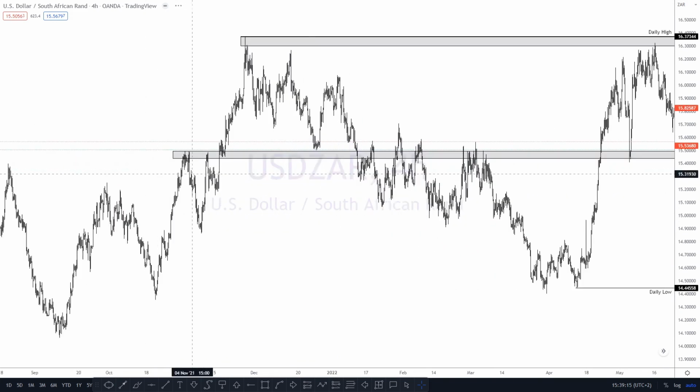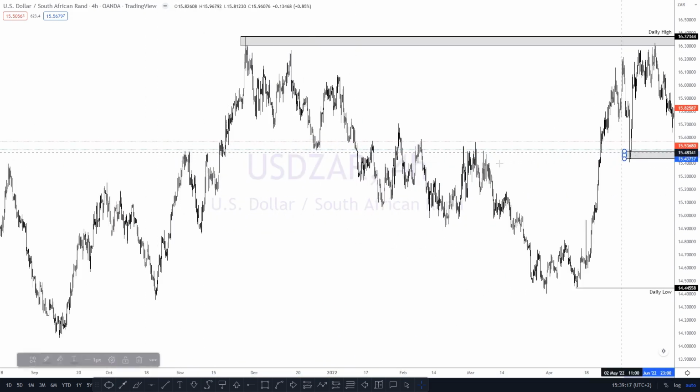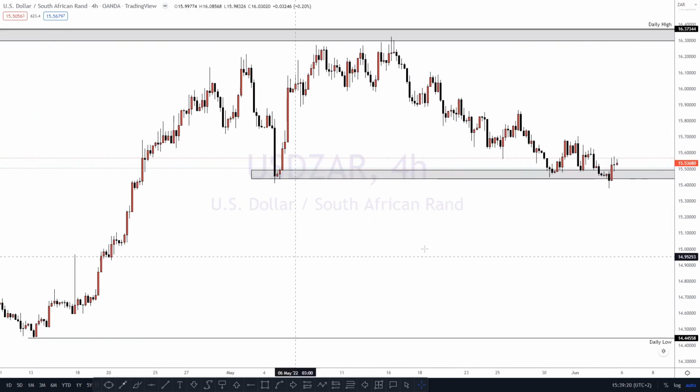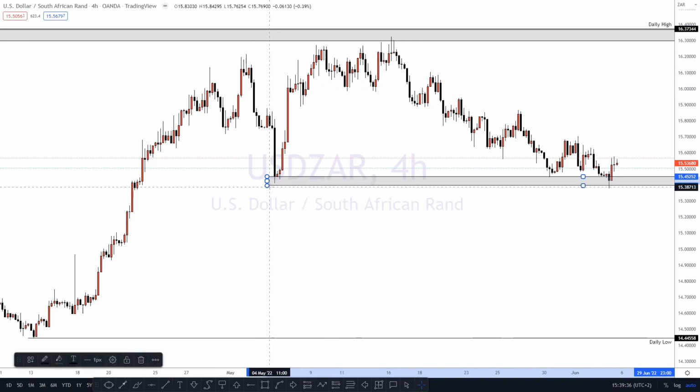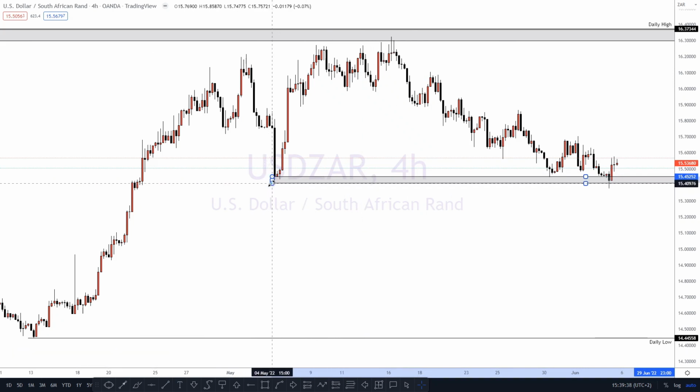So this structure right here, let me bring it to just right here. As you can see, we were indeed pushing to the upside. So we had a 4H higher low, then a higher high just up there, then price started consolidating or correcting, before we went to the downside. So now this is a 4H double top. That is one of the first confluences that we have.